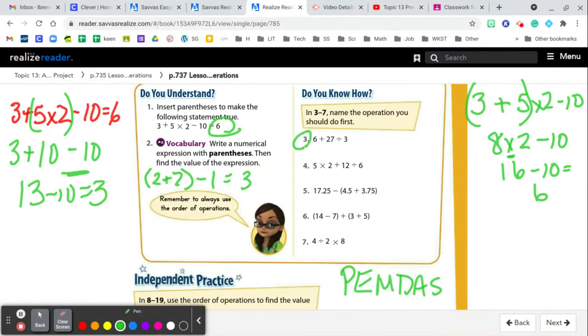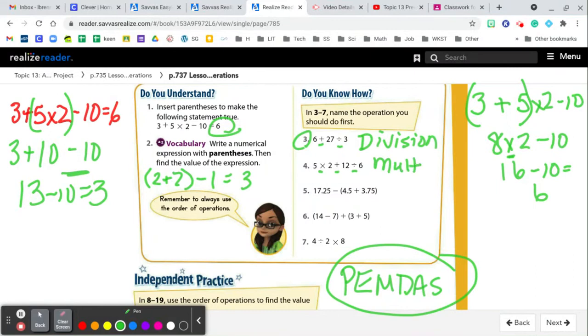What do we do first for number 3? We have addition and we have division. Remember our order of operations. We're going to be doing the division first for this one. For number 2, we have multiplication, addition, and division. We do multiplication and division before we do addition, and we go from left to right, and there's multiplication first. So we're going to multiply first.